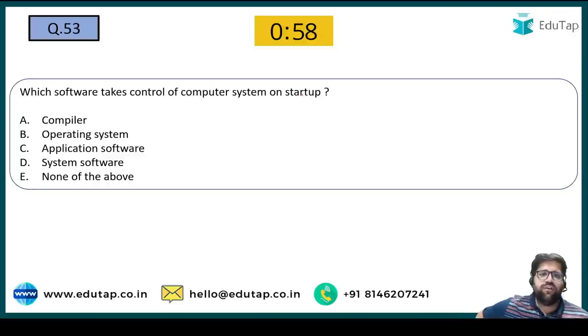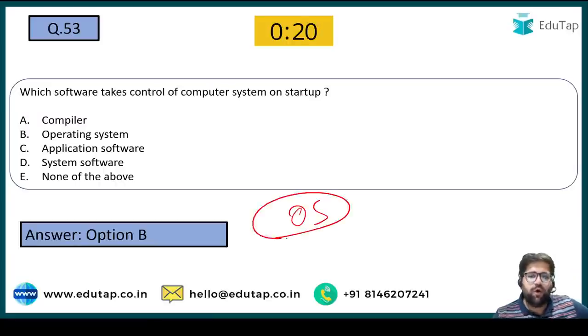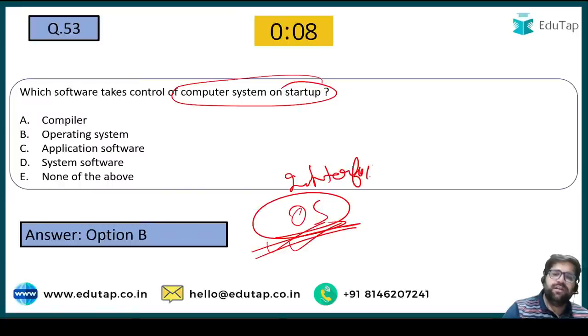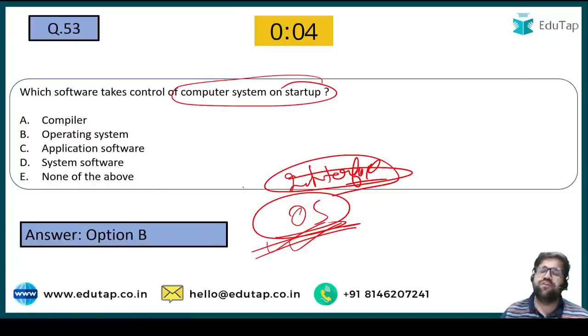53. Which software takes the control of computer systems on startup? A very easy question, I would say, provided that your concepts are clear. Which software takes the control of computer system on startup? So you know that there are different software: operating systems, application software, system software. Here the correct answer, Nilesh is going with 53D, system software, okay. Here the correct answer will be option B, your OS. All your different Apple products run on different OS, like for example iOS. That is also known as your interface. Please note this particular point: OS provides an interface via which your hardware and software can communicate.